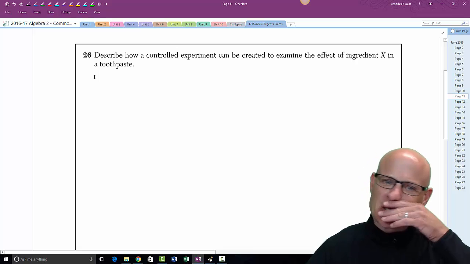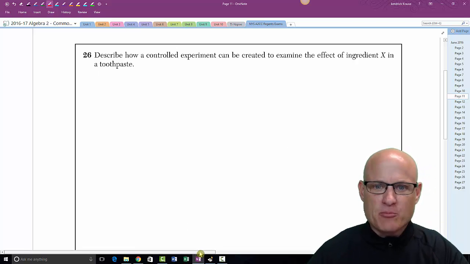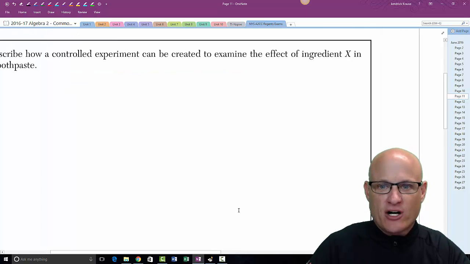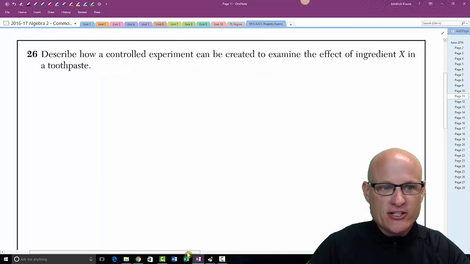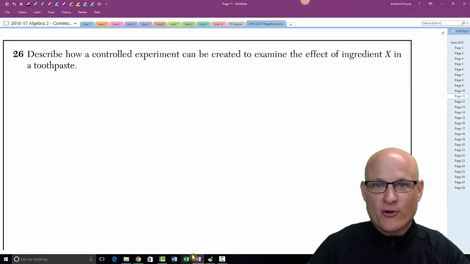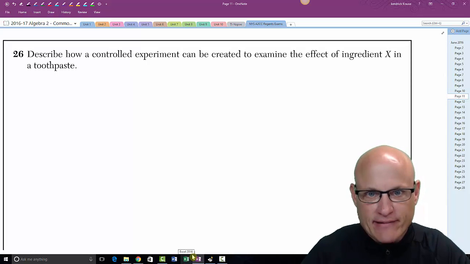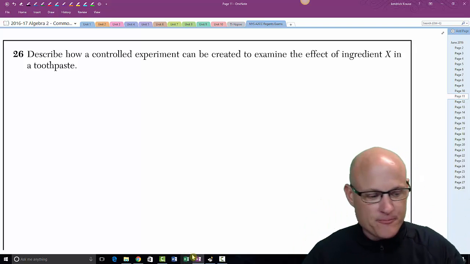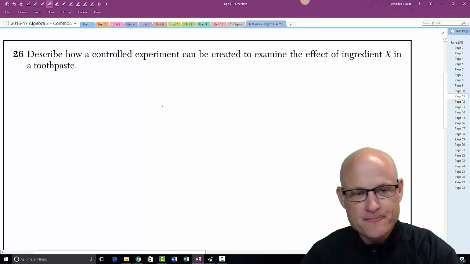So describe how a controlled experiment can be created to examine the effects of ingredient X in toothpaste. Well, first and foremost, brush your teeth. It's disgusting. Okay, we've got to have a little bit of oral hygiene there. Brush your teeth. Second of all, let's talk about it.